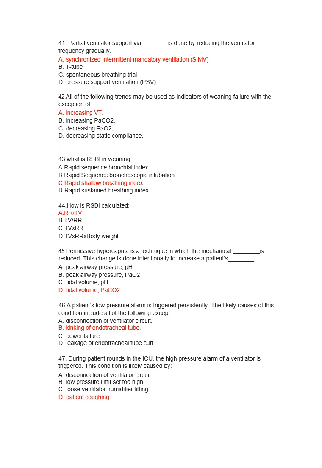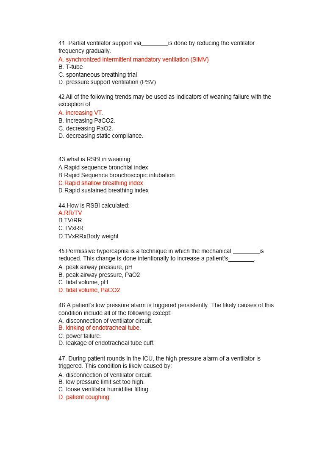Partial ventilator support via SIMV is done by reducing the ventilator frequency gradually. The options are SIMV, T-tube, spontaneous breathing trial, and pressure support ventilation. So it is SIMV. If the patient is not taking an adequate trigger, the ventilator will provide intermittent mandatory ventilation. It is a synchronized mode of both patient-triggered and ventilator-triggered breaths.